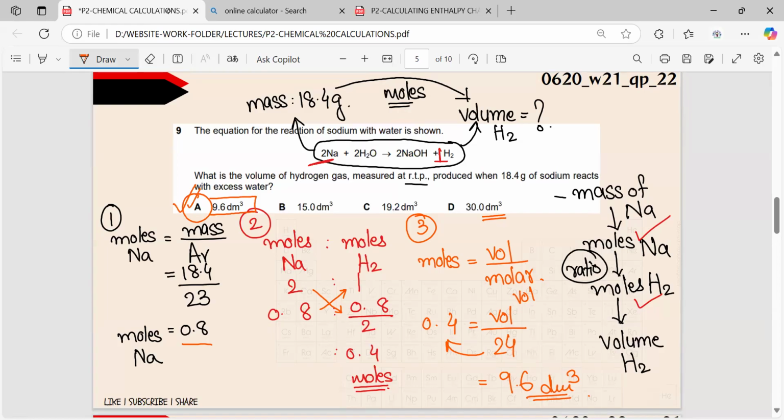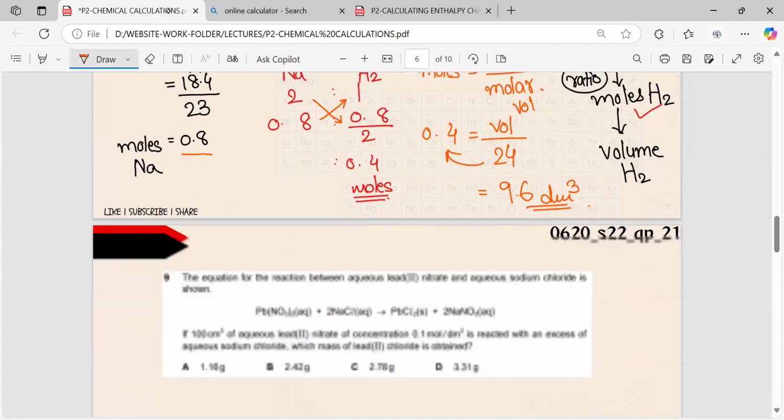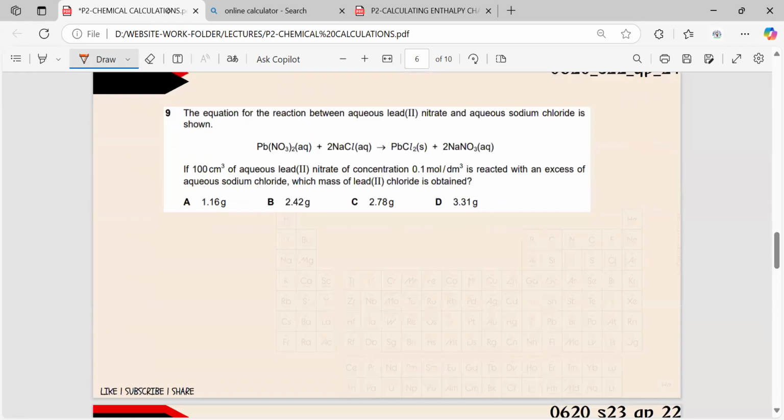So these are the steps which we will follow if the amount of one substance is given and we need to find the amount of the other substance. The same thing we'll do in this question also.